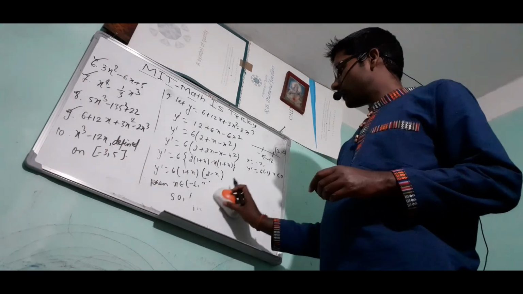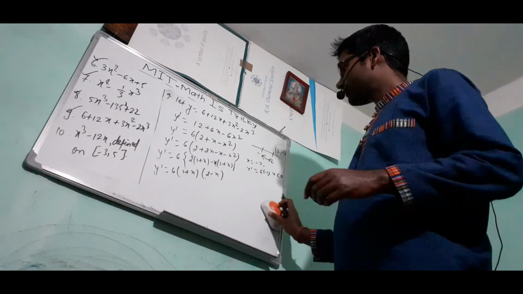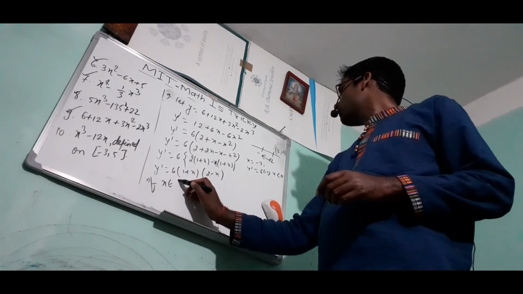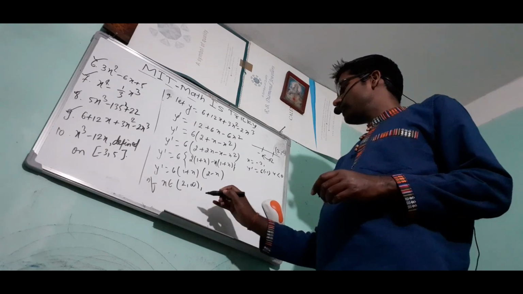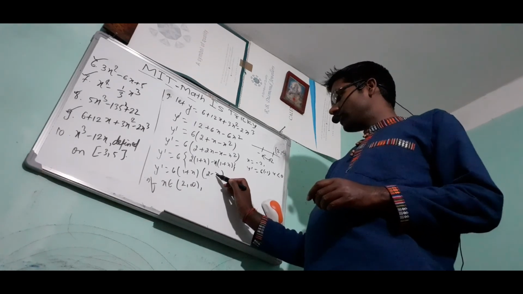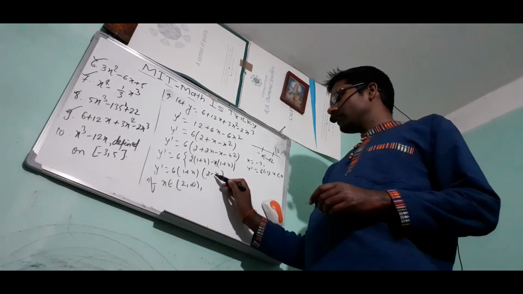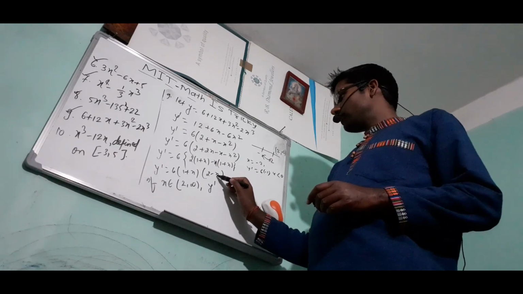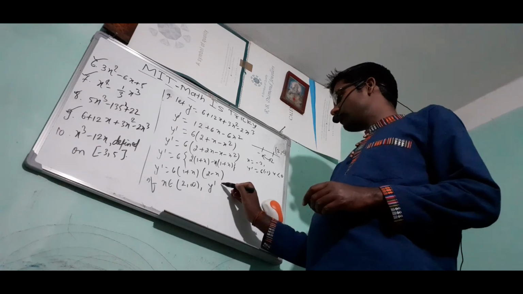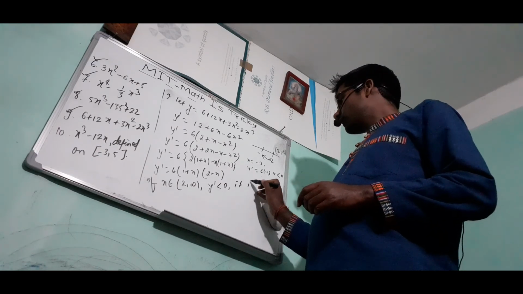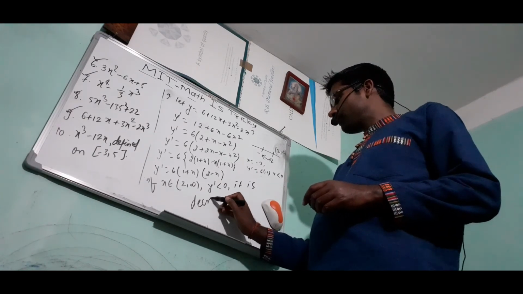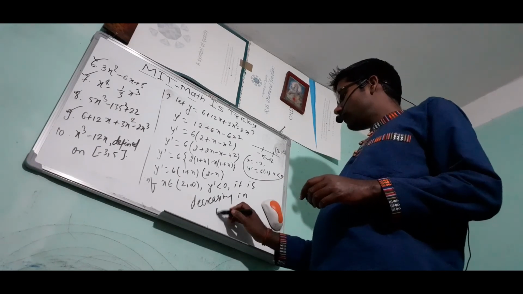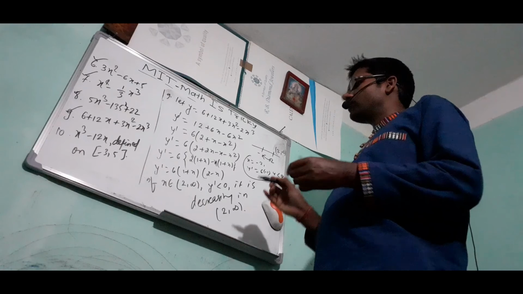Okay, so let's check if x belongs to 2 to infinity, that means more than 2. If we take more than 2, this is going to be negative and this is positive. So y dash is positive, this is negative, this is positive. So less than 0, it is decreasing. So in which interval? 2 to infinity. That's your answer.